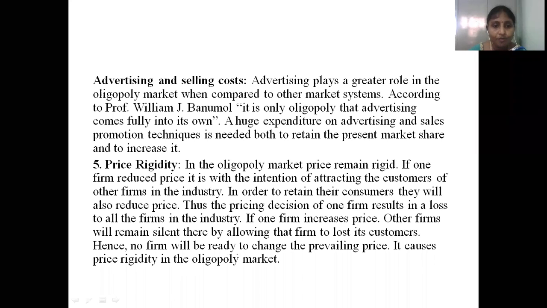So no firm will be ready to change the prevailing price. Whatever firm exists in that oligopoly market, it will be affected by how a rival oligopoly firm is going to behave according to changing market conditions. So we have to consider the actions of the rival firms. So no firm will be ready to change that prevailing price, whatever it is. So it causes price resistance in the oligopoly market.